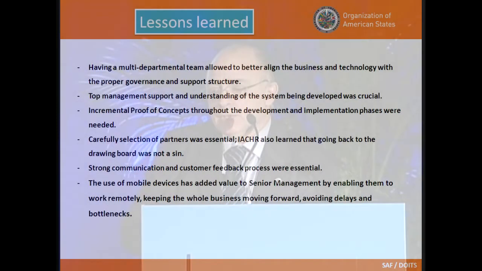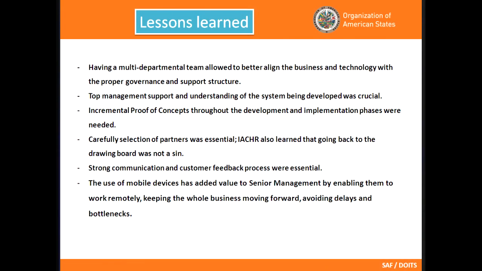So a multi-departmental team was made. When we talk about top management that has to be involved, in our case, what we did was not to involve them in a very high-level way, but involve them into the business. Let's say, showing them how the system was evolving, showing them how the prototypes were being developed.